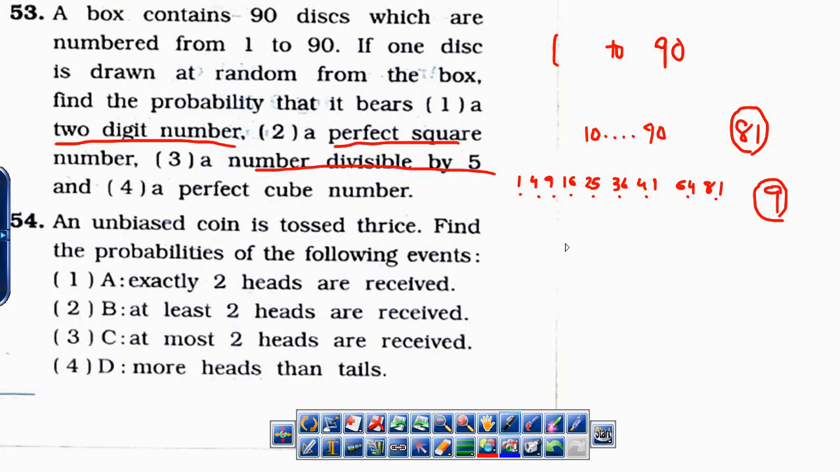Number divisible by 5. तो 1 to 90 में divisible by 5 वाले कितने numbers है? This is the shortcut way you can find out, 18 numbers are divisible by 5. Perfect cube number, 1 का क्यूब, 2 का क्यूब, 3 का क्यूब, 4 का क्यूब, 5 का क्यूब 1 to 90 में आता नहीं है. There are 4 perfect cubes.